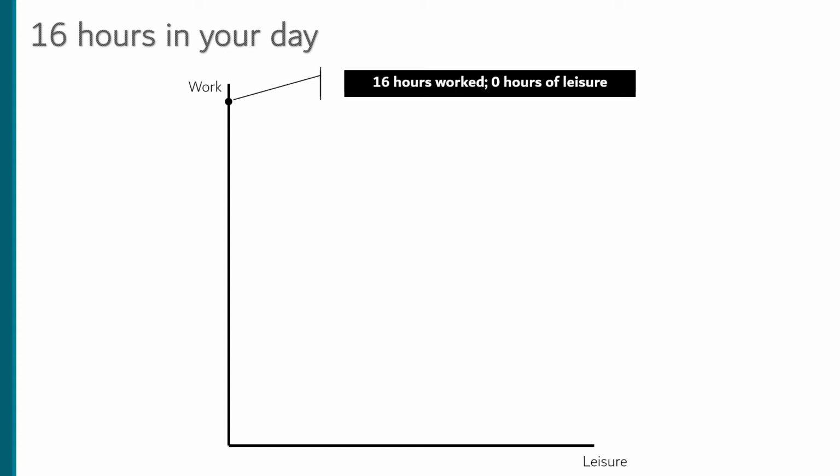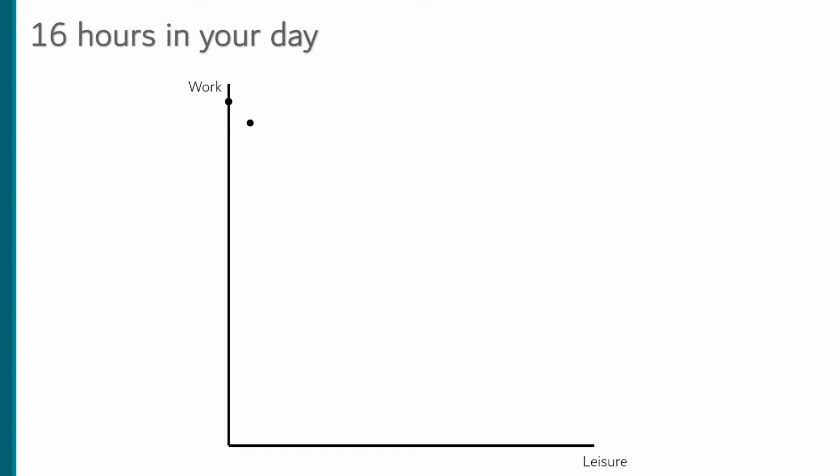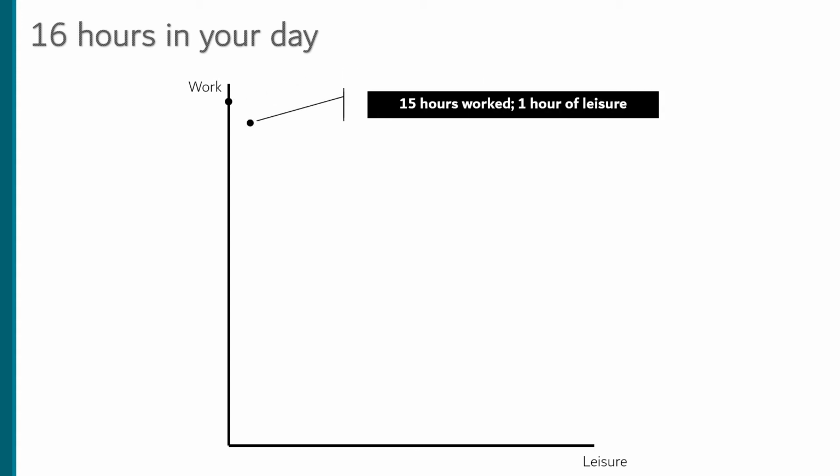If we make a change and shift 1 hour of work to leisure, we would be giving 15 hours to work and 1 hour to leisure, which would put us here. Notice that we moved down 1 step and over 1 step, representing that trade-off between working and leisure time. In fact, we can see that the opportunity cost of leisure is giving up the chance to work that additional hour and earn a wage.